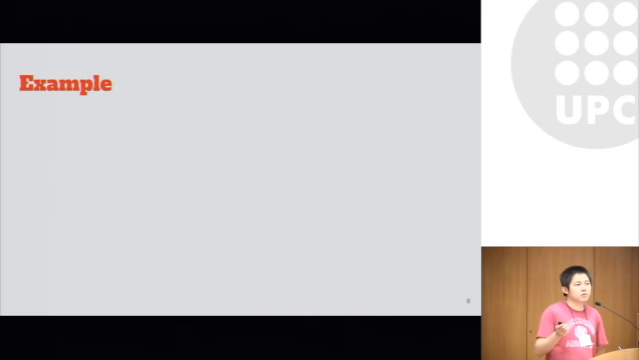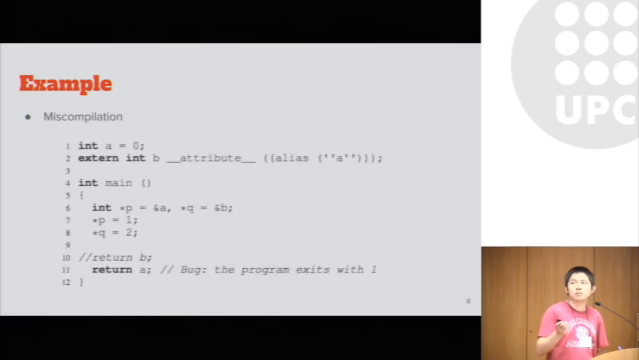So next, I will show you a few real-world bugs that we found in different compilers. First is a miscompilation in GCC. The code is fairly small and fairly simple. I have two variables here, a and b, and here I explicitly declare b as an alias of a using a GNU extension. So now a and b refer to the same memory location.